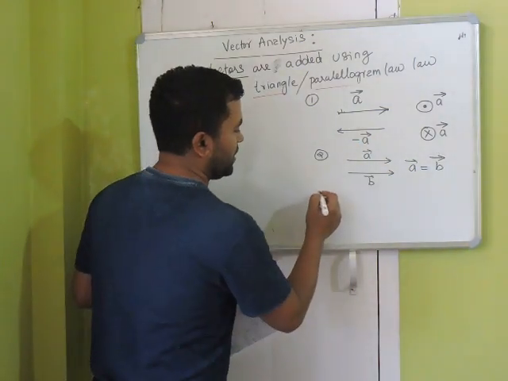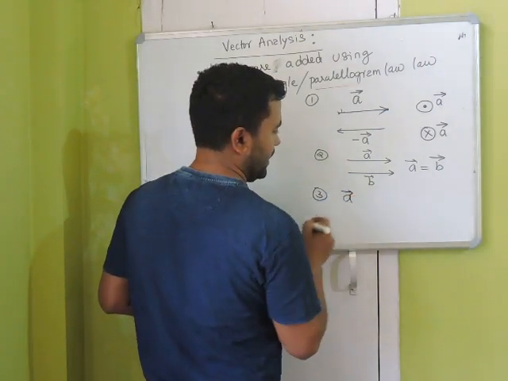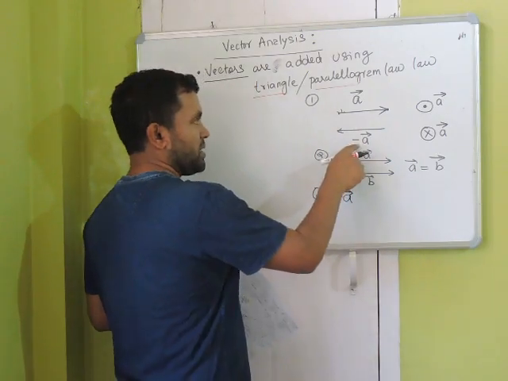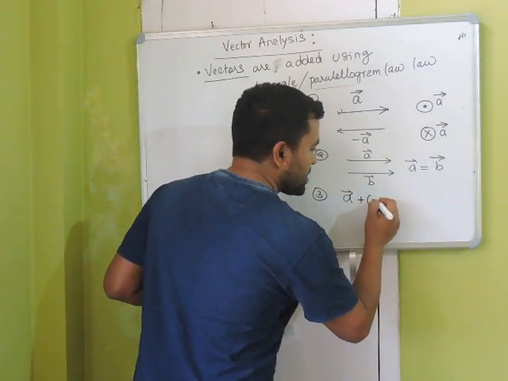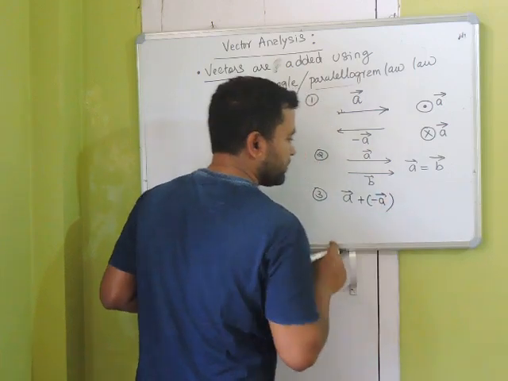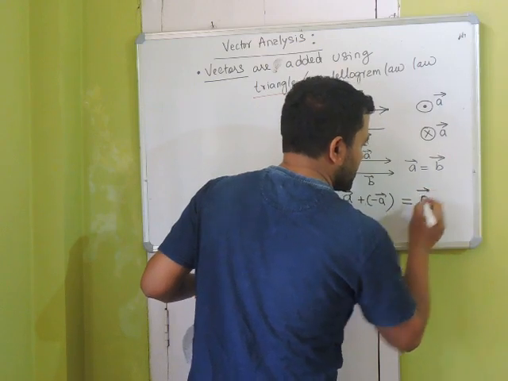Now the third thing is that if I add vector A with this, we write it like this: A plus minus A vector. By your ordinary thought, you know that this gives you a null vector.